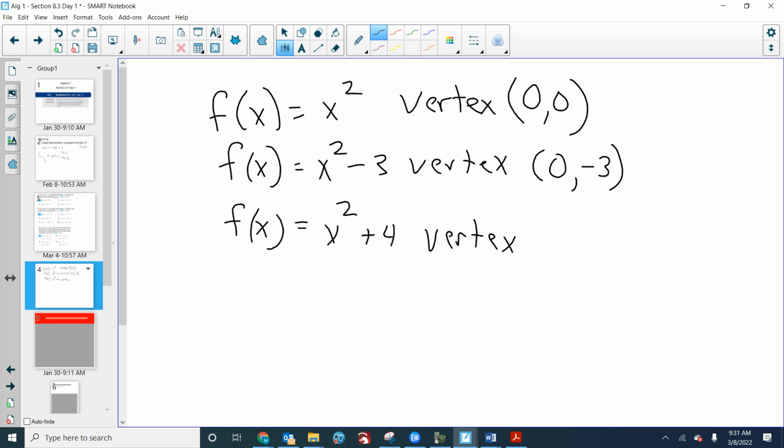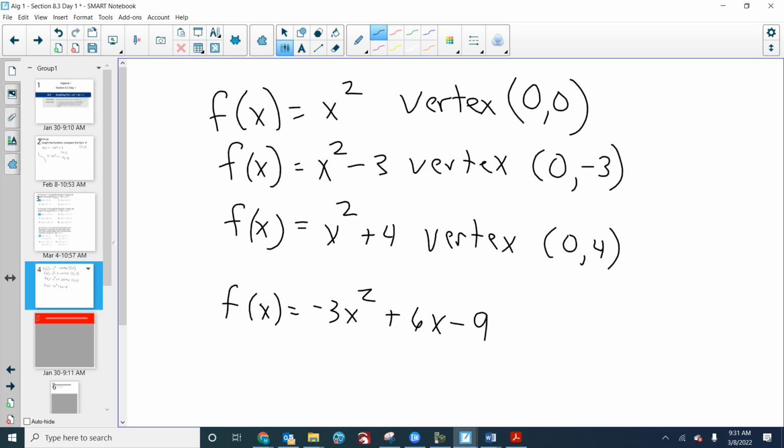Sabrina, what would your vertex be here? 0, 1. Good. And I think you guys understand if there's a negative. Oh, by the way, what's the vertex here? Oh, no. That's what we're going to learn today.